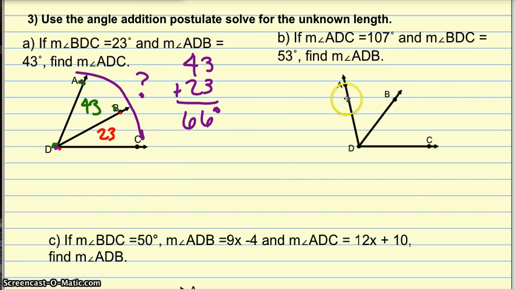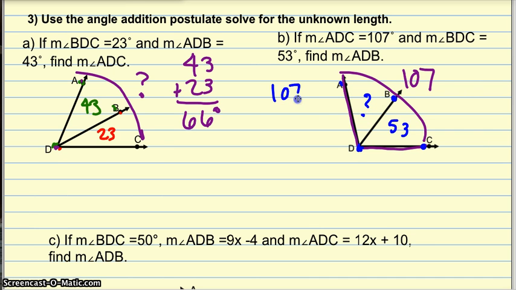For letter B, ADC is this whole angle, ADC. So this entire angle is 107 degrees. It's telling me that BDC, its measure is 53, and it wants to know ADB, so this one right here.